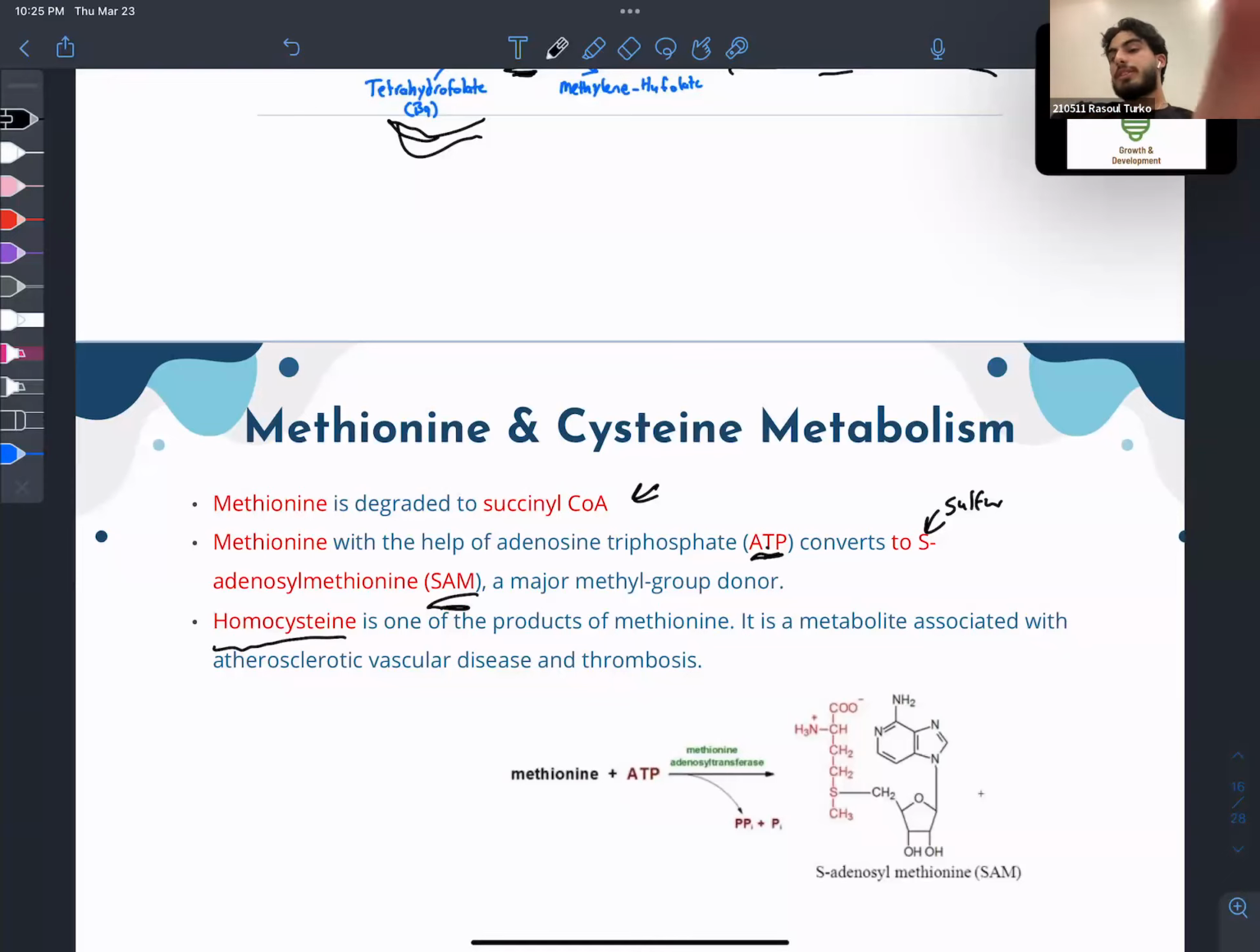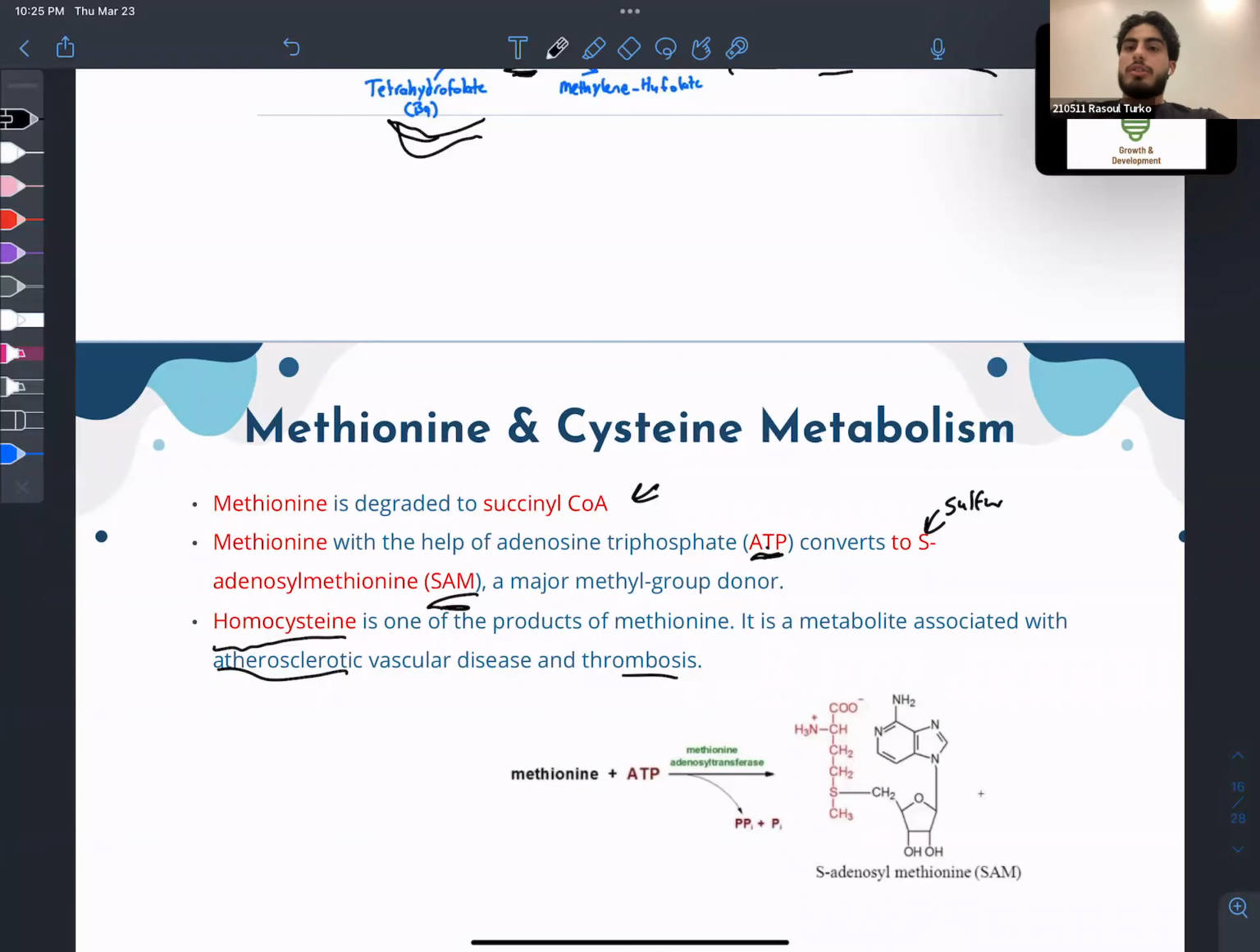Homocysteine is one of the bad products because it is a metabolite associated with vascular disease, heart disease, atherosclerosis, and thrombosis. So when there are high levels of homocysteine, that can increase the chance of us developing vascular disease.